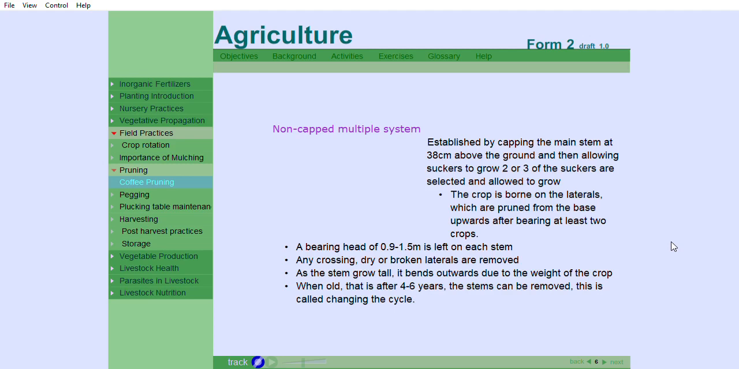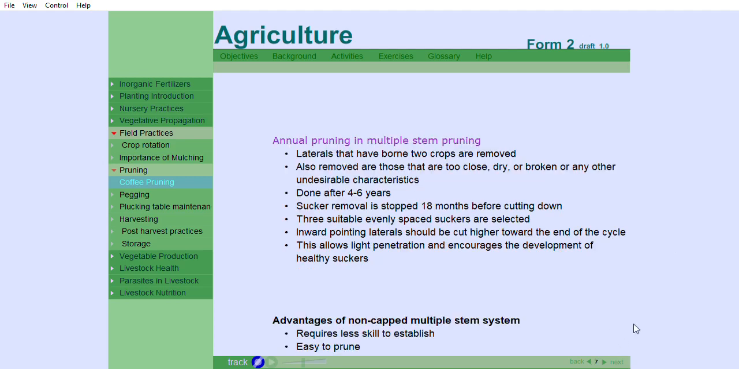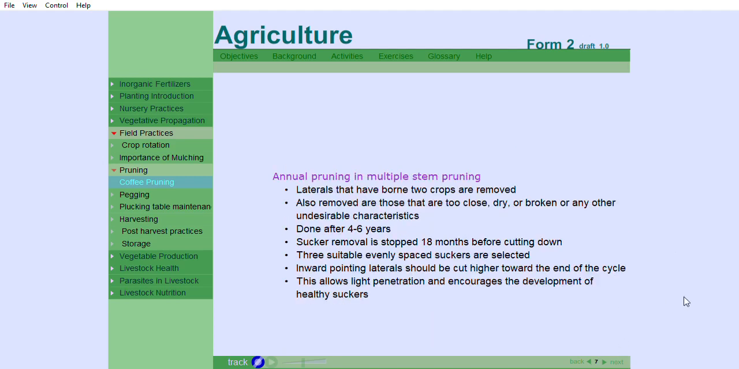As the stem grows tall, it bends outwards due to the weight of the crop. When old, that is after 4 to 6 years, the stems can be removed. This is called changing the cycle. Annual pruning in multiple stem pruning: laterals that have borne two crops are removed. Also removed are those that are too close, dry or broken, or have any other undesirable characteristics.